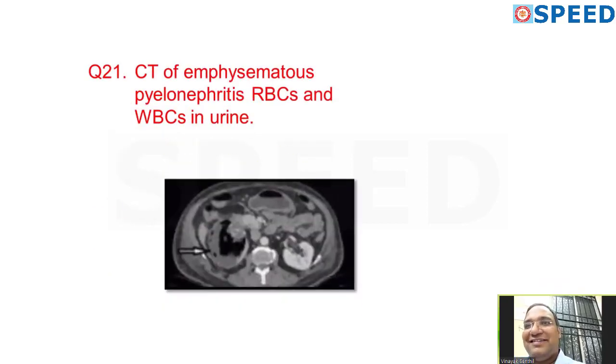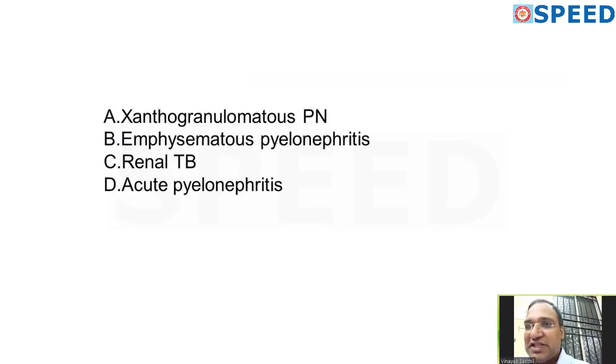Now, this is a repeat question: CT, emphysematous pyelonephritis, RBC and WBC in urine, and the same picture we have discussed in the class. What will be the answer? This is a straightforward question. We discussed acute pyelonephritis, chronic pyelonephritis, xanthogranulomatous pyelonephritis, emphysematous pyelonephritis. We would have discussed that in the class. So the answer is emphysematous pyelonephritis. There's no doubt about it.